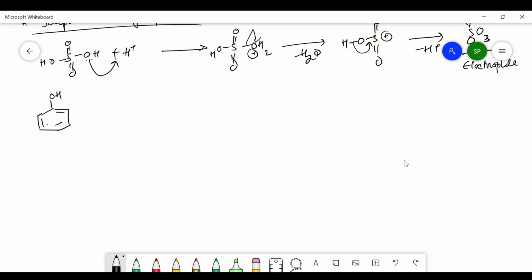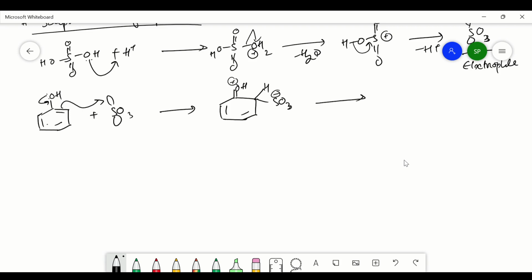Phenol reacts with SO3, which has a vacant orbital, so electron transfer occurs with formation of a double bond. As the electron transfers from here to here, this accepts the electron and becomes SO3 minus.